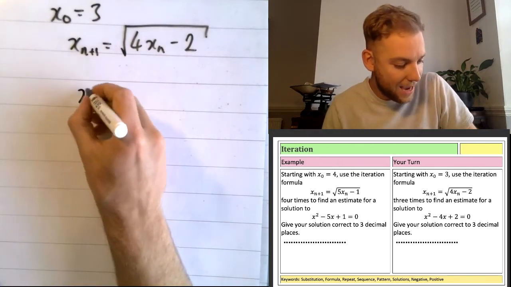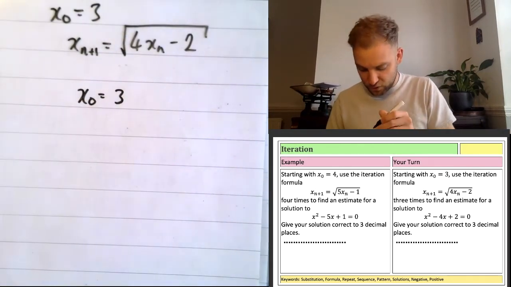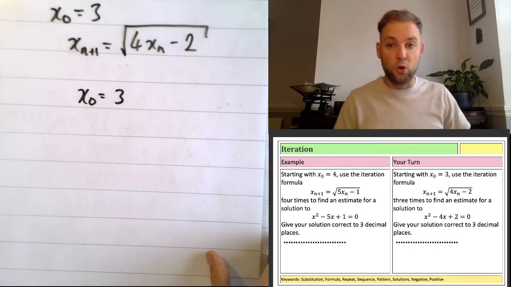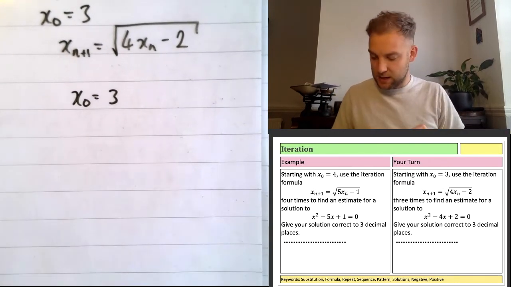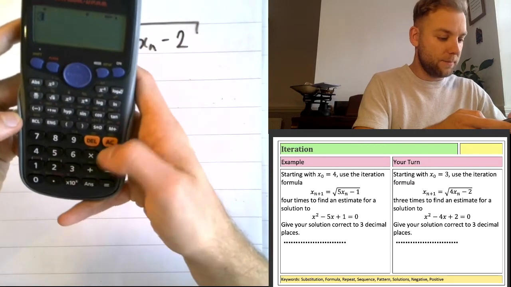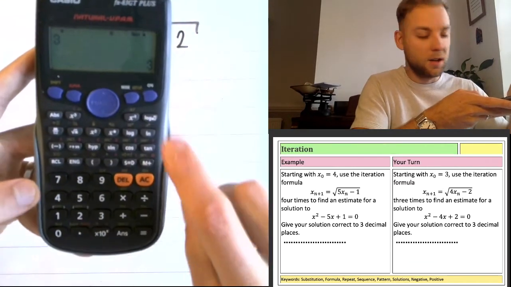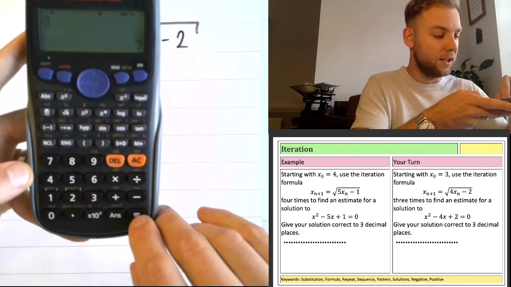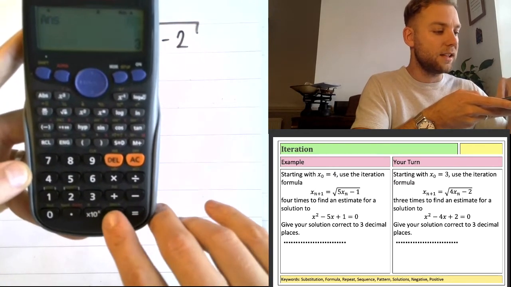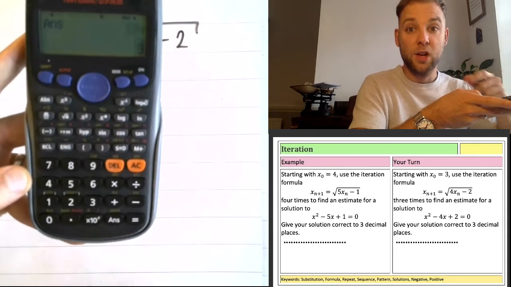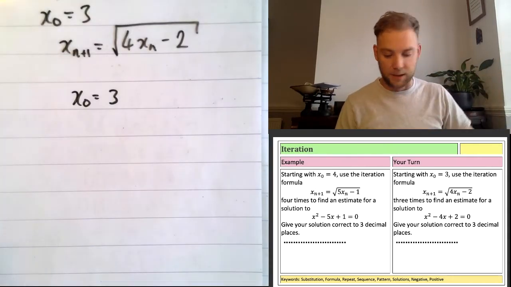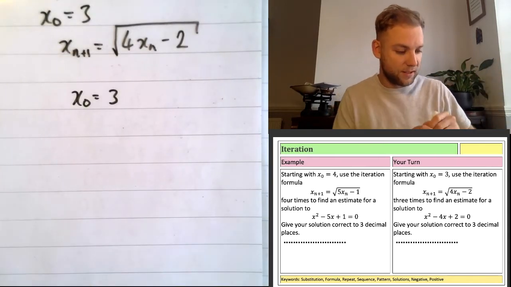So I know that x of 0 is equal to 3. So the first thing I need to do is store that in my calculator. And I do that by going 3, press AC first, so 3 equals, that's stored in my calculator. Make sure you press equals, you can't just type 3. Check it if you want, answer is 3, brilliant. So now I know that 3 is stored in my calculator. Then I'm going to use the iterative formula.